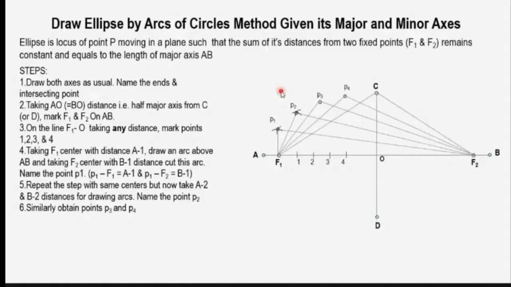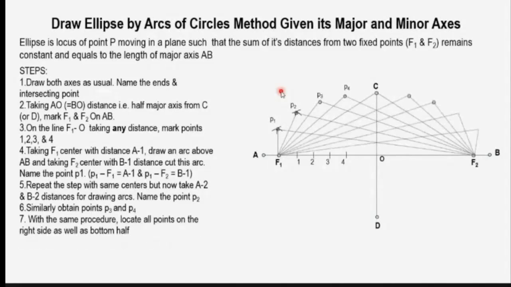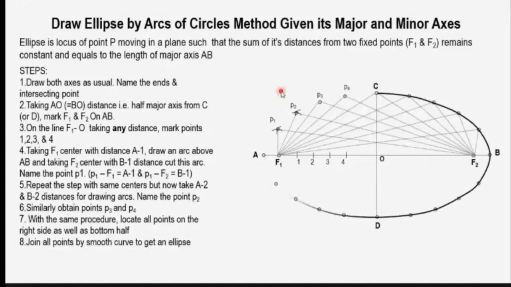Similar construction on all the sides, we will get all the points for the ellipse like this. So I'm not drawing them one by one. This way you can locate all the points and then join all those points with a smooth curve. You will get an ellipse.